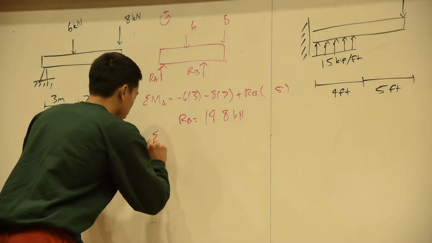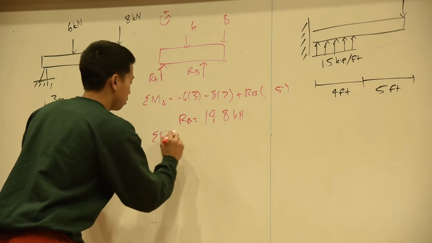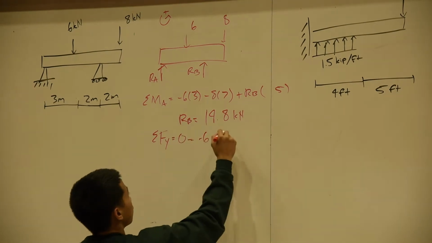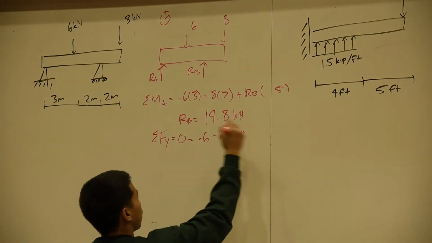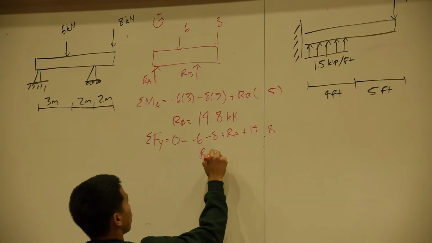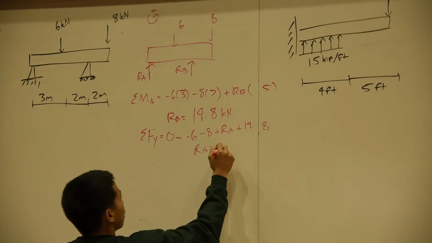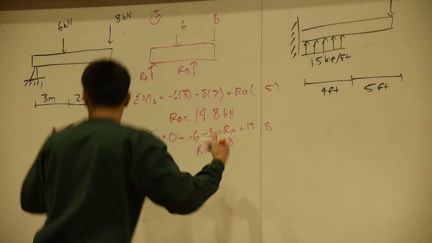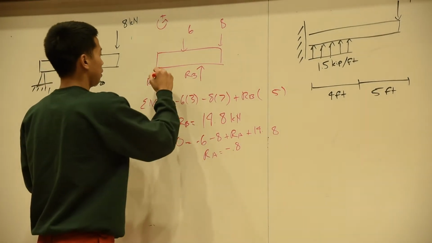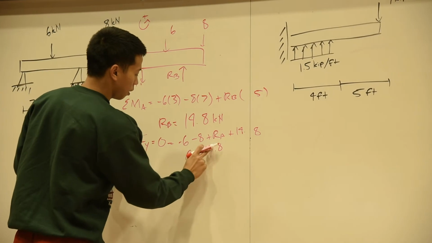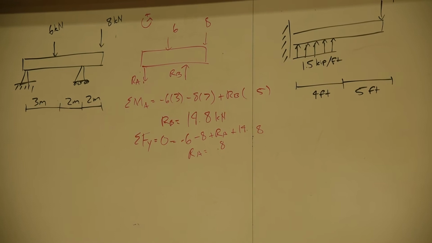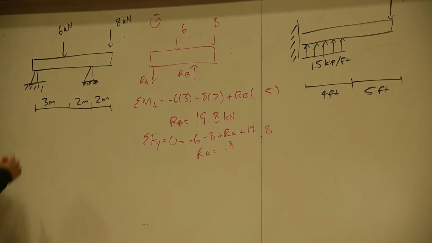Okay? Sum of the forces in the y equals 0. You got minus 6, minus 8, plus RA, and then plus 14.8. Reaction at A equals, oh, convenient, negative 0.8, right? So all it means is RA is actually going down at a value of 0.8. Let's just do that. Okay? All right. Let's get to the good stuff.